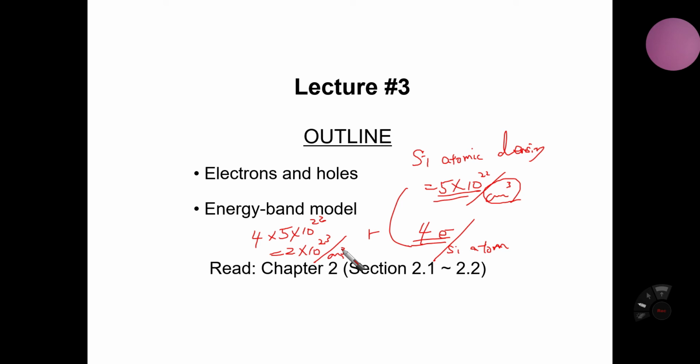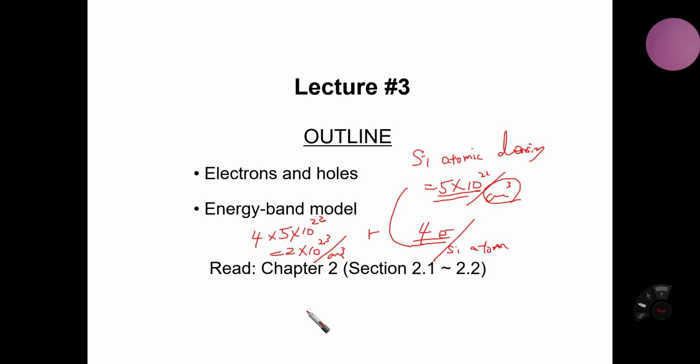Then can you use only two different colored pencils to express the energy level of 2 times 10 to the 23 electrons? That's impossible. So we need to build up a new tool to express the energy level of each electron and hole out of 2 times 10 to the 23 per cubic centimeter.